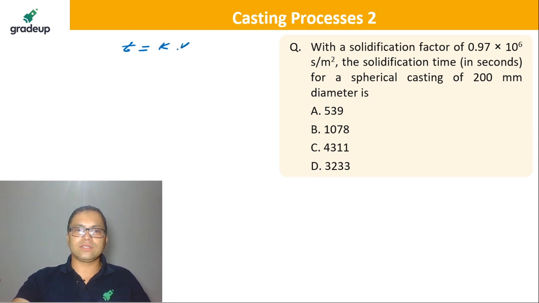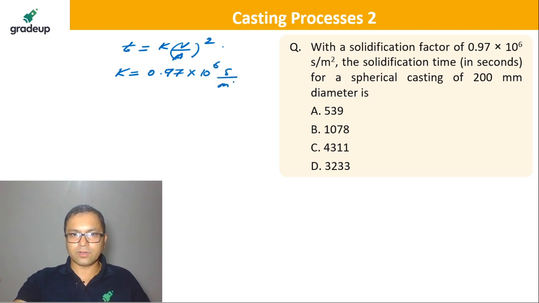So what is given to us? So solidification time is given something like this, right? T equals K V upon A whole square, isn't it? Yes. Now K is already given to you like this: 0.97 into 10 to the power 6 seconds per meter square. Now the diameter of the spherical casting is also given to you. That's nothing but 200 mm. So that's 0.2 m. So radius here is how much? 0.1 m, right?